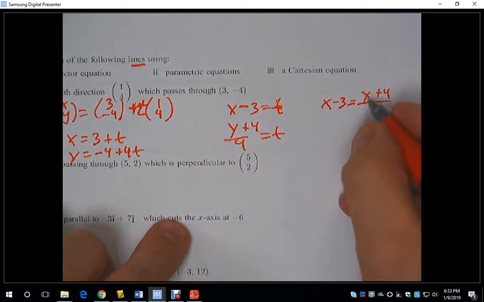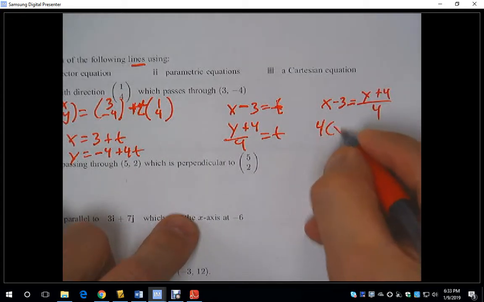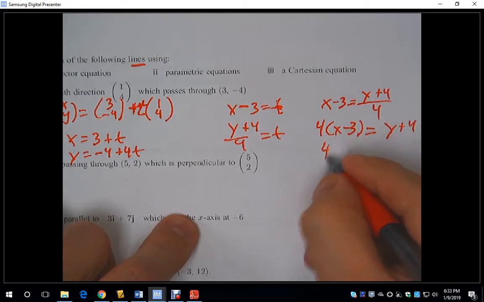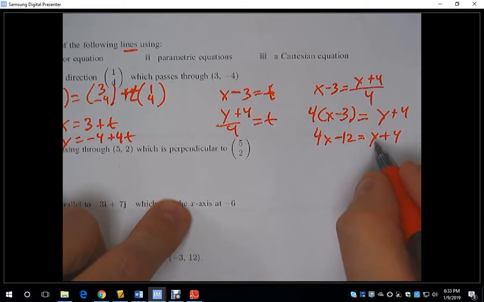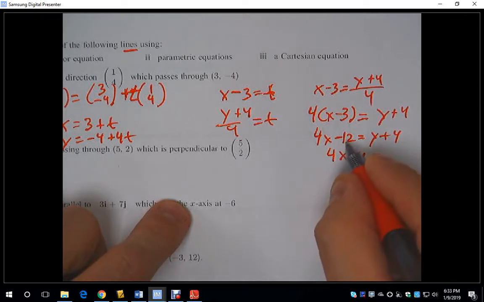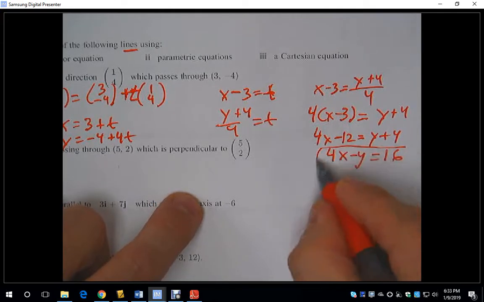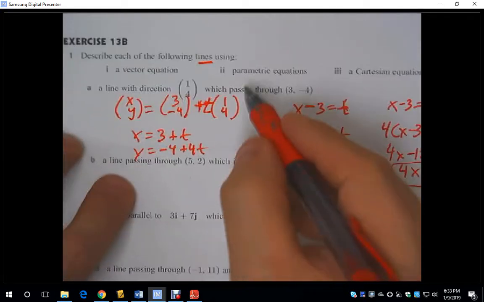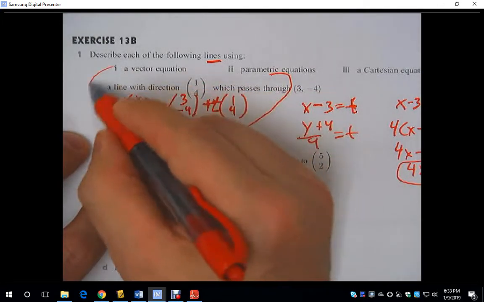I'm just going to rewrite this in standard form. I'm going to multiply both sides by 4. It gives me 4 times x minus 3 equals y plus 4. I'm going to distribute the 4 to get 4x minus 12 equals y plus 4. And then I'm going to subtract the y. That gives me 4x minus y equals, I'm going to add 12 to both sides. That gives me 12 plus 4, which gives me 16. So there you go, that's our Cartesian equation. We have our parametric equations here, and we have our vector equation here.